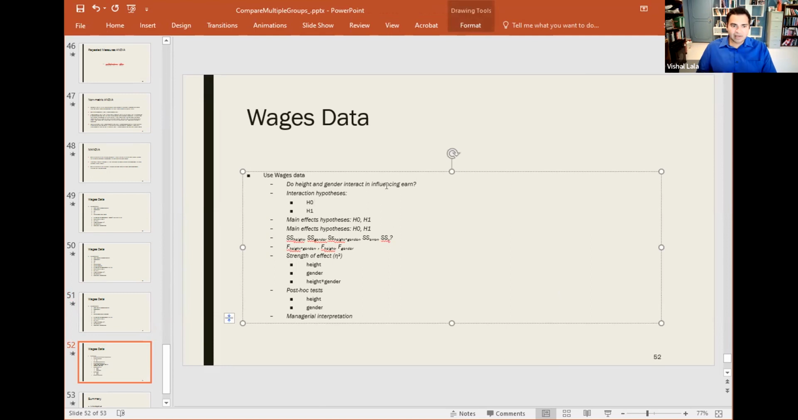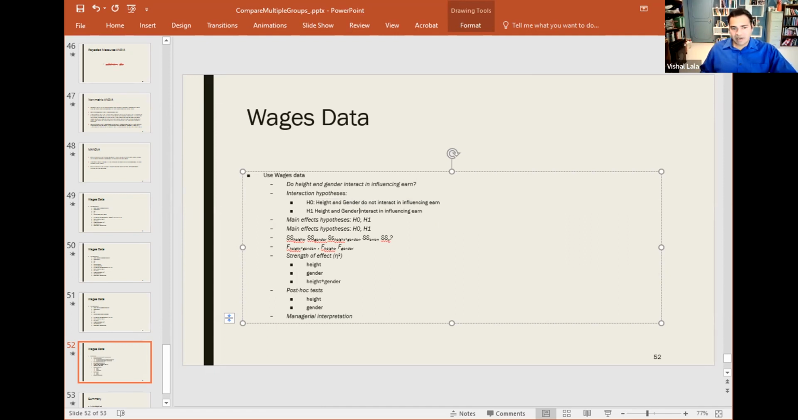Okay, so let's express the hypothesis. We're looking to see whether height and gender do not interact, or whether they have an interaction effect. In other words, we're wondering, is the effect of height on earning dependent on whether the person is male or female, or does it not matter?